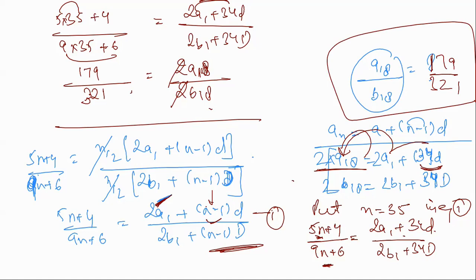See everyone, what is the main thing I have done? I have just written the 18th term by using the An formula. In that, I have multiplied both sides by 2, and I have put the values of this and this in the ratio of the sum. That's it. But that is the important part: what you have to put as n, right?